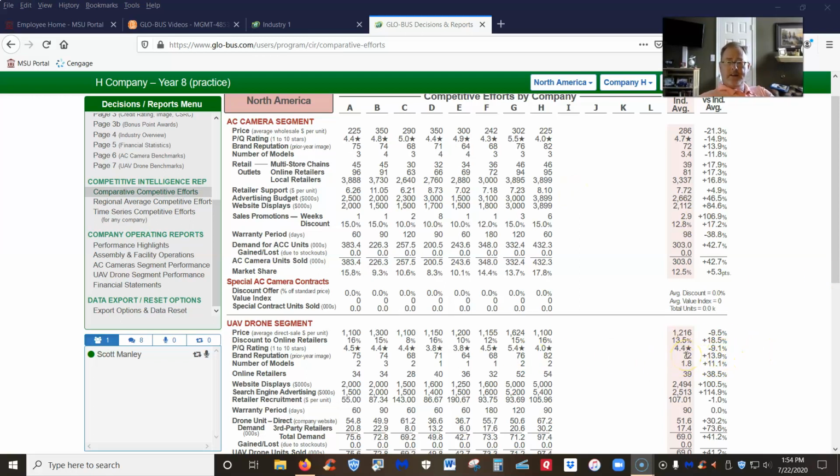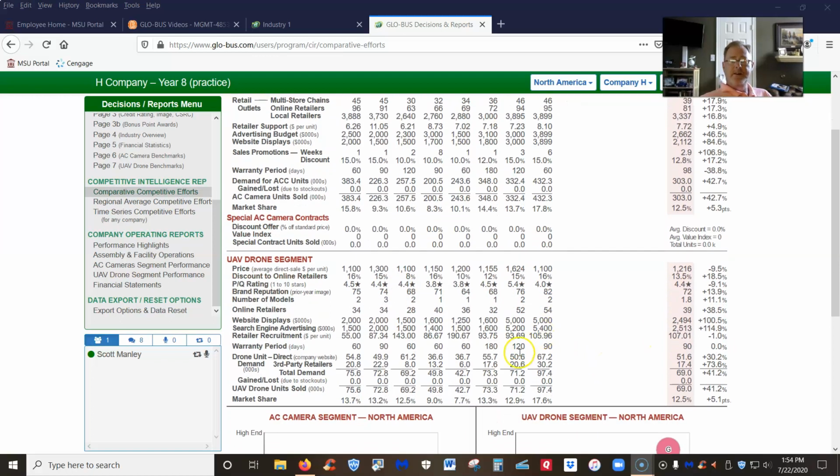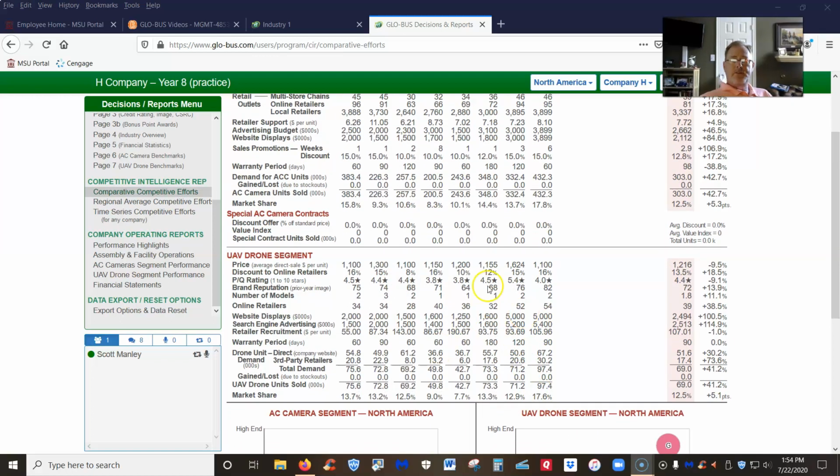In the drone, the industry average is 4.4, and it is highly competitive. It's highly concentrated right there in the middle of the industry, okay? So I'm not going to make the change on the UAV drone strategy. Okay, I'm in really good shape there. I'm still the market leader, almost doubling up on Team D's market share here.